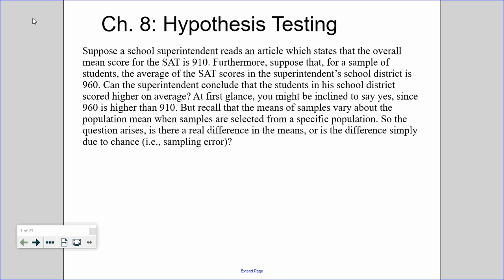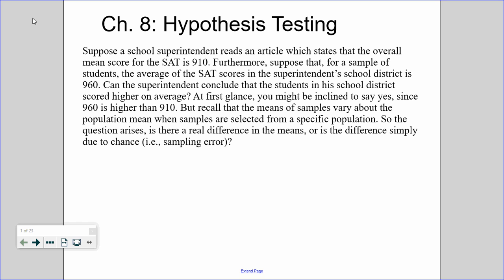Can you conclude that? So you might say yes, but the means of your samples vary about the population mean when samples are selected from a specific population. So, is there a real difference, or simply due to chance? Is it a sampling error? Did it just happen to be that one day it was higher? Okay, so that's what we are determining in this chapter.